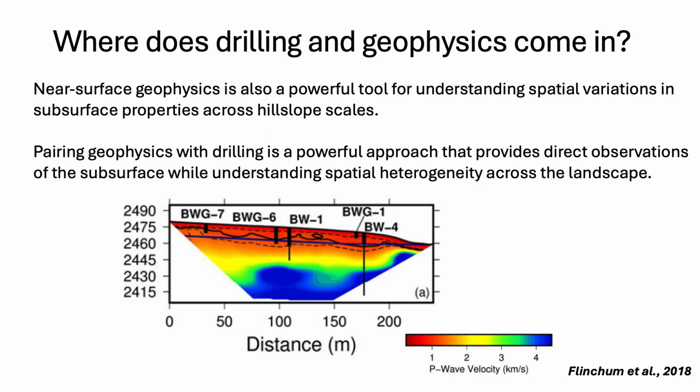Another powerful tool for understanding the critical zone is the use of near-surface geophysics. Specifically, in this example, we're looking at seismic refraction surveys. This is some data from the Laramie Range in Wyoming. These variations in the P-wave velocity of the subsurface correspond to differences in subsurface weathering across the landscape. This is also a really nice example of how pairing drilling with these surface geophysical surveys can both provide direct observations of the different subsurface layers, and then also use the geophysics to understand the spatial heterogeneity of weathering across the landscape.